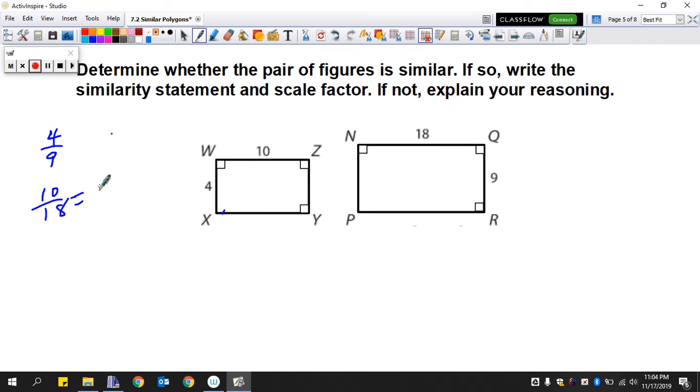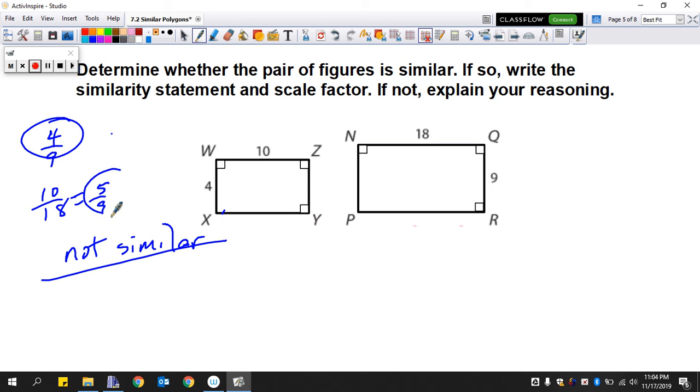So this is not similar. Okay, these are not similar because this is different than that. So the ratios are different. Those two rectangles are not similar.